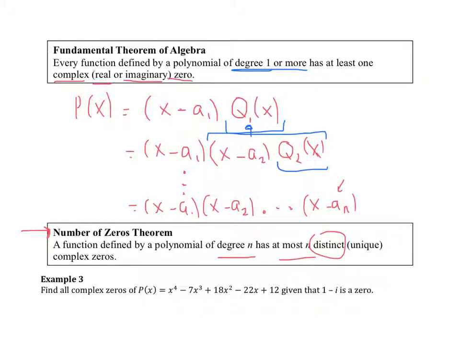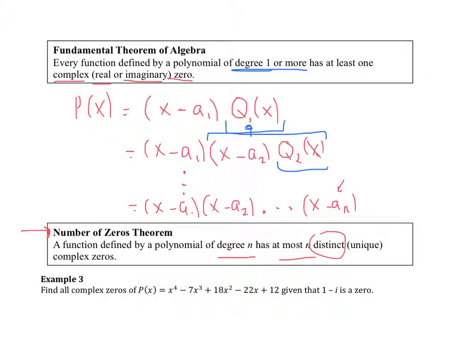So there could be some repeated roots, but for sure at most it'd be n. And in fact, if you think of multiplicities, we'll talk about that later, you can actually say it does have n. But we'll keep this word distinct to say that at most it'll have n.